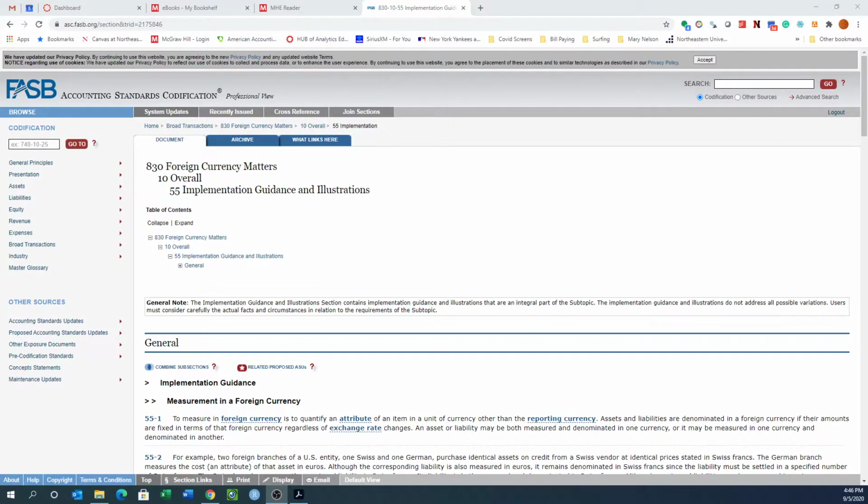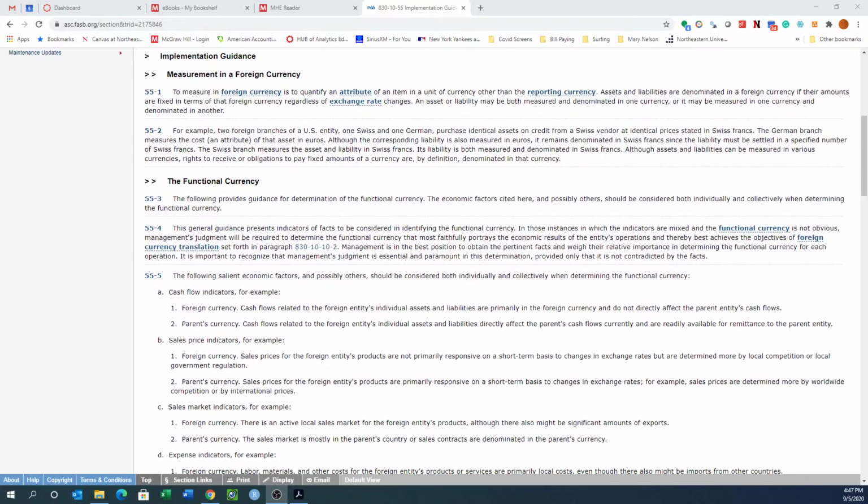Let's go back to our implementation guidance. Because now what we're doing is we're looking, and we're going to scroll down here a little bit. We're going to scroll down to determining the functional currency.